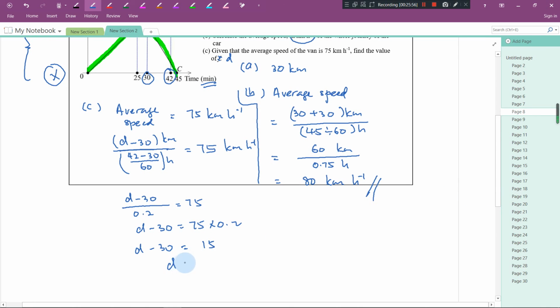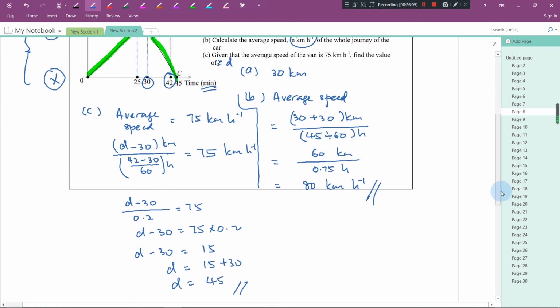Okay, the last step. d is equal to 15 plus 30, which is d is equal to 45. So this is the final answer for this part.